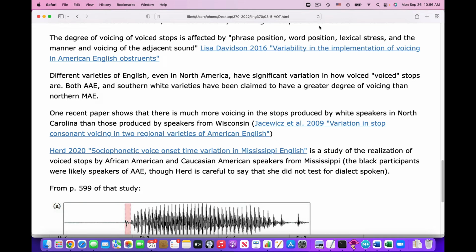You can also find variation across varieties of English in terms of how voiced the voiced stops are. Both African American English and Southern White varieties have been claimed to have greater degree of voicing than in Northern, what gets called mainstream American English. There's a recent paper, 2009, that shows that there is much more voicing in the stops produced by white speakers in North Carolina than those produced by speakers from Wisconsin.